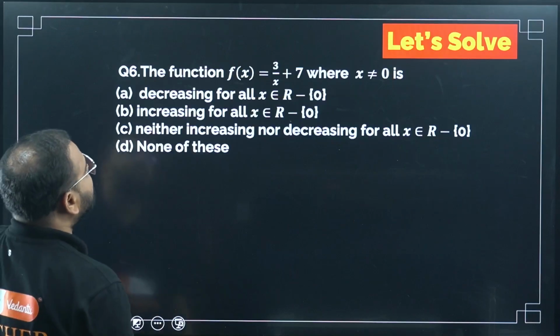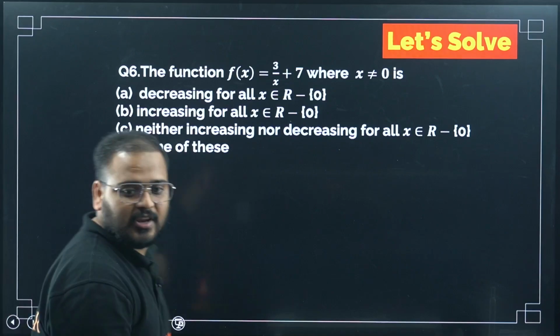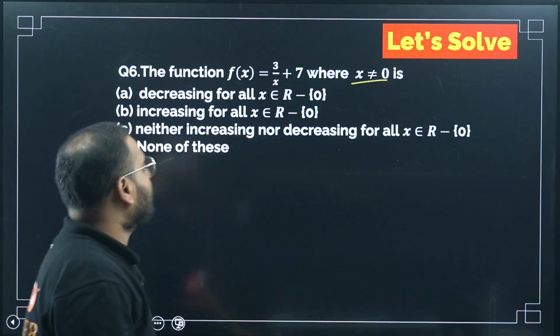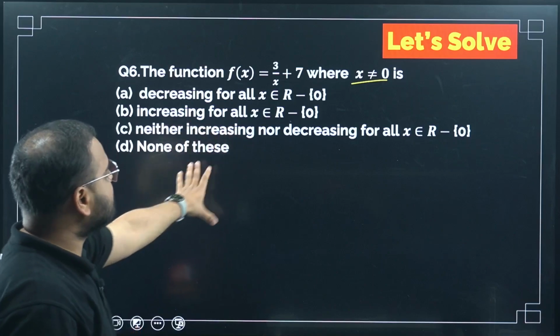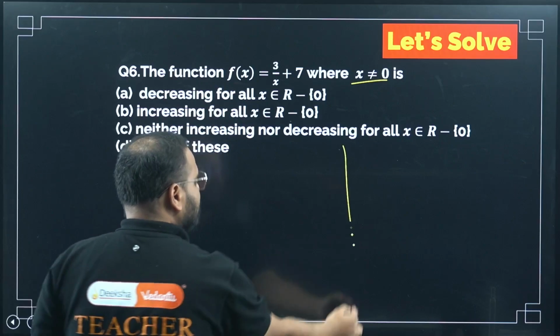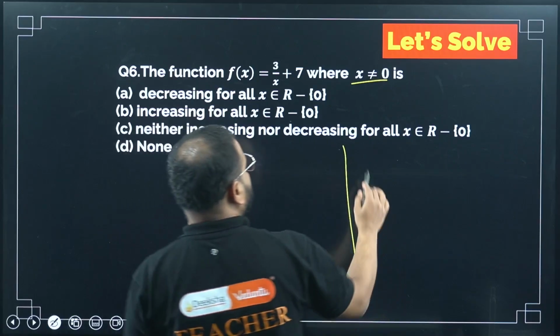6th question. The function f(x) equals 3 by x plus 7, where x is not equal to 0, is decreasing. Okay, we'll see the options later. First, we'll see our condition. What is that we know?